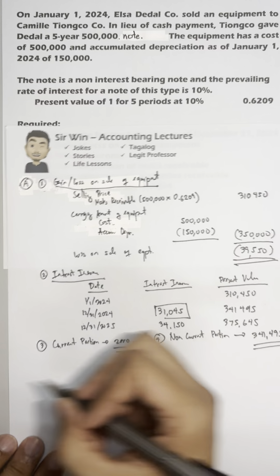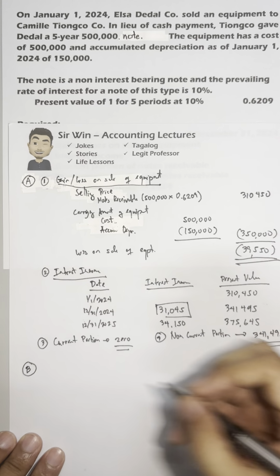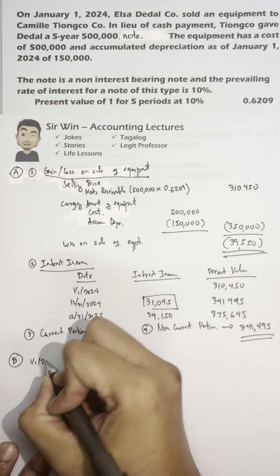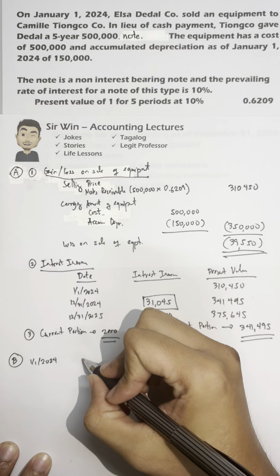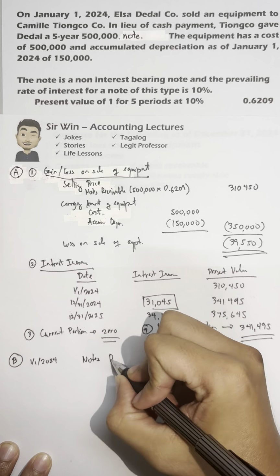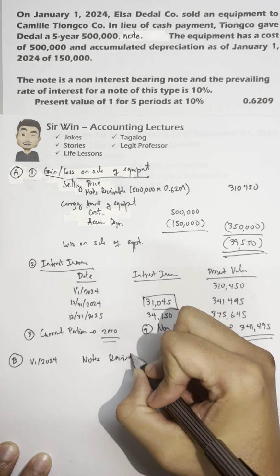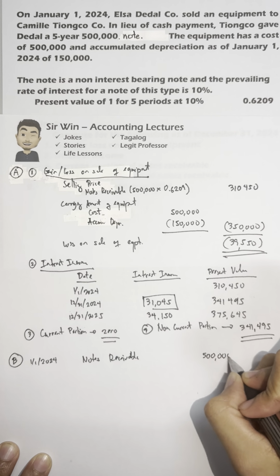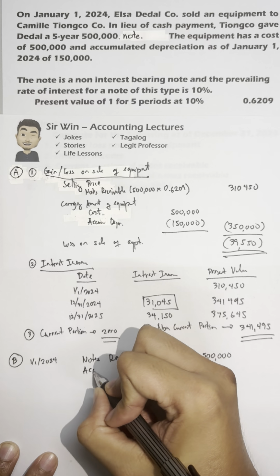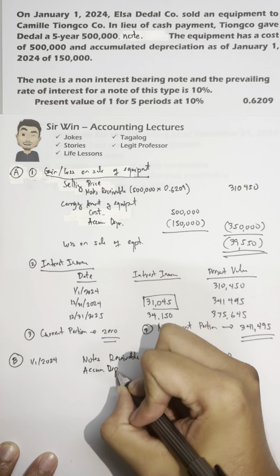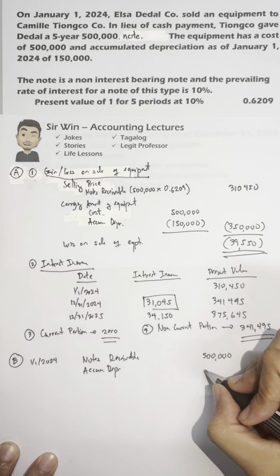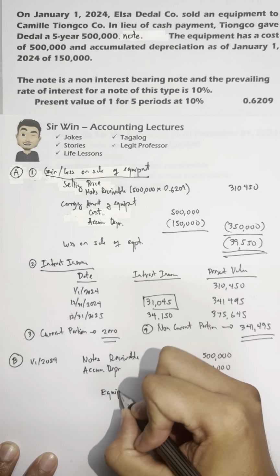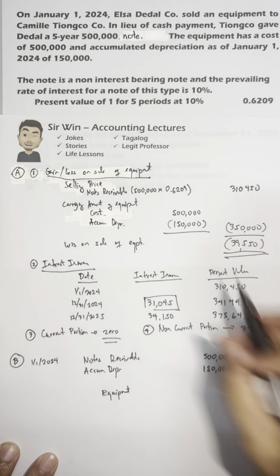Okay? Now, let's answer letter B. Letter B is prepare journal entries. Okay? Ano ba yung mga date natin? First, we have January 1, 2024. Nakatanggap ka ng notes receivable. So, you are going to debit notes receivable amounting to 500,000. The notes receivable is recorded at face. And then, nagbenta ka nga kasi ng equipment. So, you're going to debit accumulated depreciation, which is amounting to 150,000. And you are going to credit equipment. Okay? Equipment amounting to 500,000.